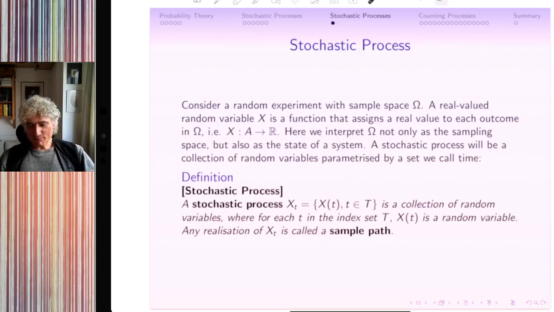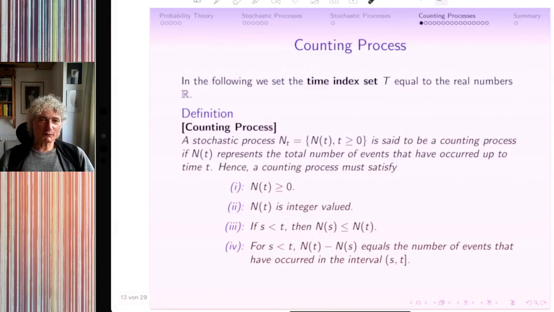Right, so let's go to now a much simpler kind of stochastic process. As I already said before, we are now looking only at discrete events from now on, and therefore we are looking at counting processes. Our time index set now will just be the real numbers. So we are looking at continuous time, but in continuous time we are looking at certain time points when something is happening, and that is something we call an event.